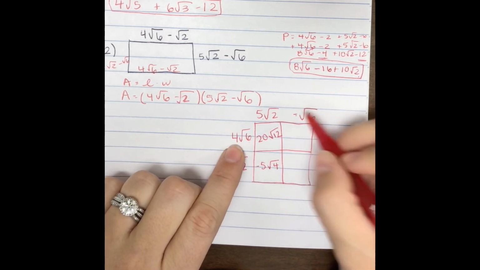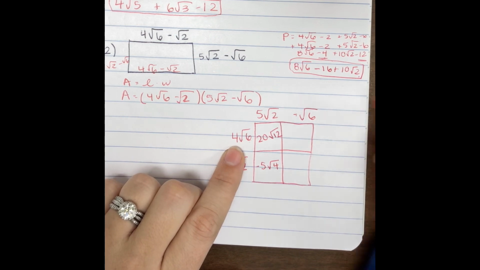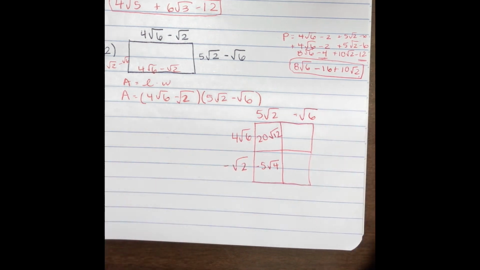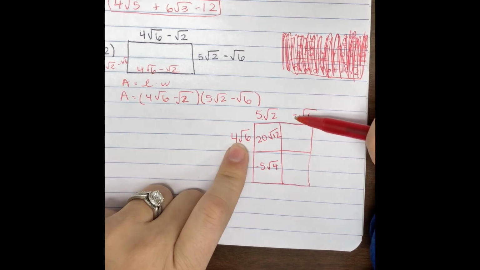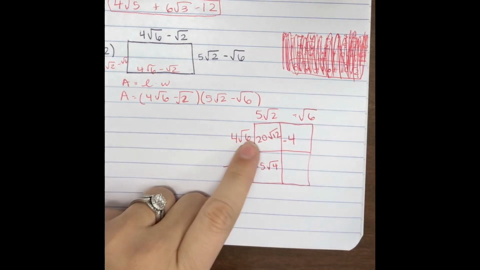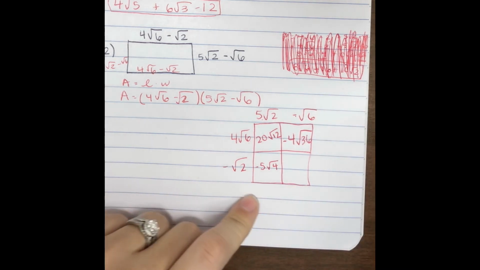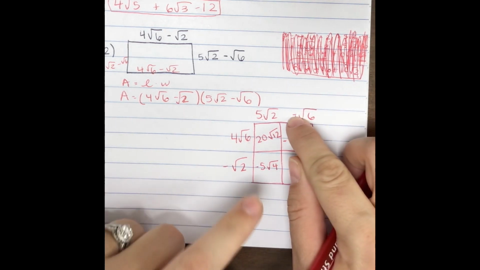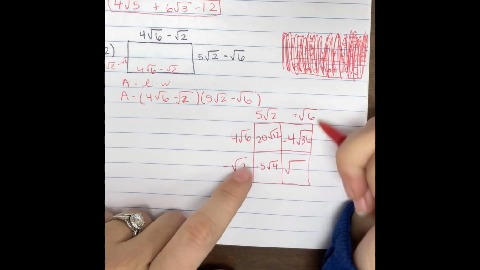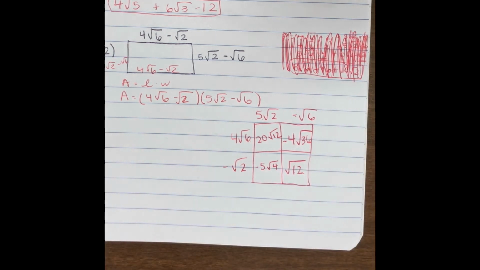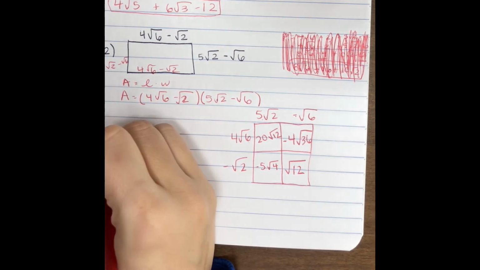4 times negative 6 gives us, right, so 4 times a negative is a negative 4, and then square root of 6 times square root of 6 is square root of 36. Negative times a negative would make a positive, and then we get square root of 2 times 6, which is 12. Okay, so now we're going to list everything out, and then we're just going to work on simplifying it.